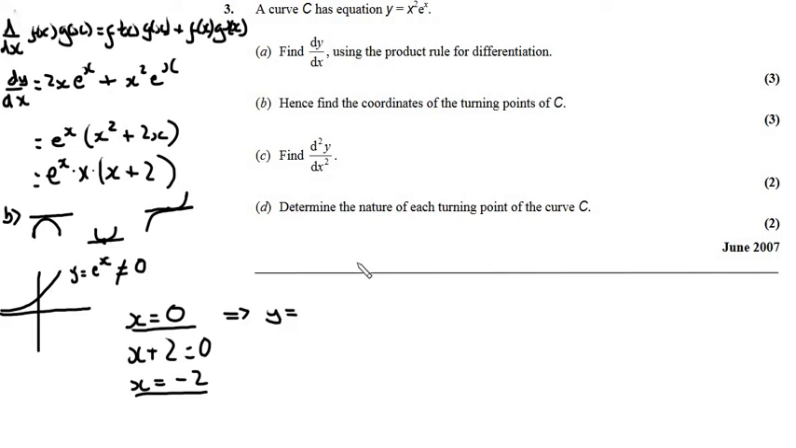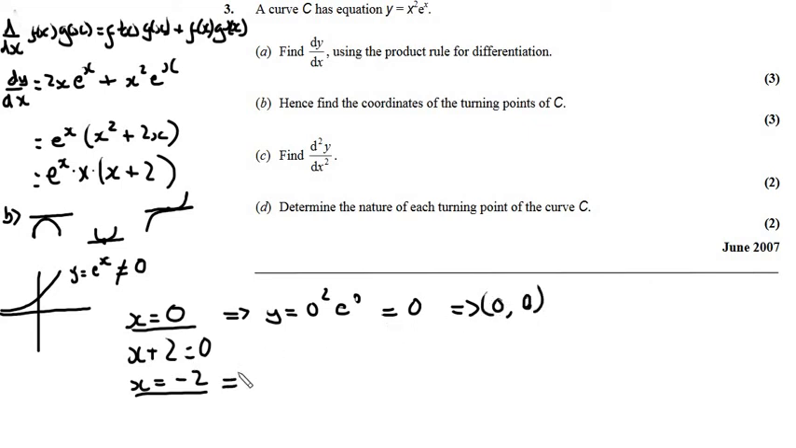Y equals 0 squared times e to the 0. Well, e to the 0 is 1, but we're timesing it by 0, so this just equals 0. So we have our first turning point at the coordinate 0, 0.